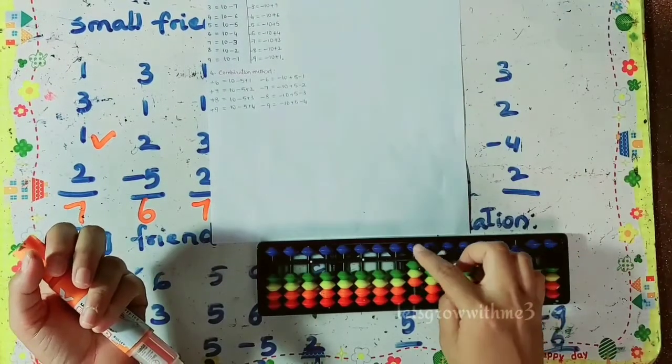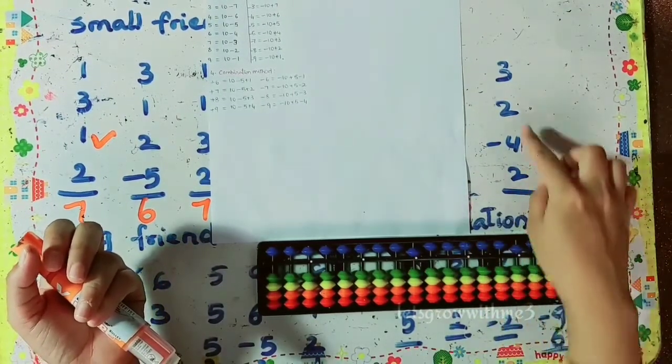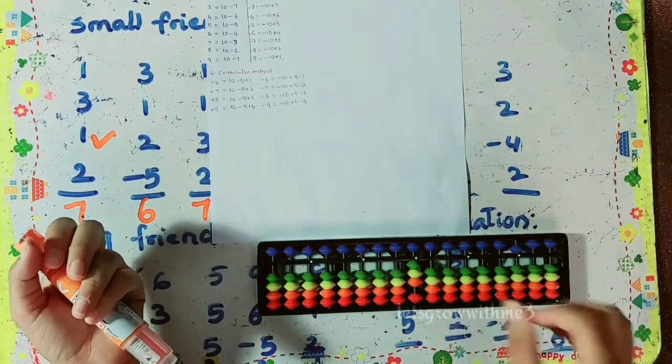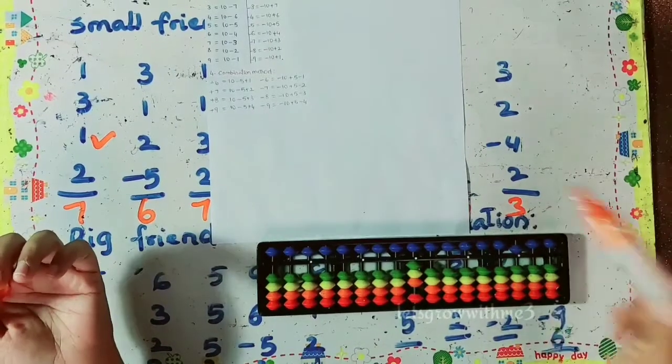Next one. 3 plus 2 plus 5 minus 3, then minus 4. How to do minus 4? You need to use negative formulas. Minus 5 plus 1, then plus 2, direct method. So the answer is 3.